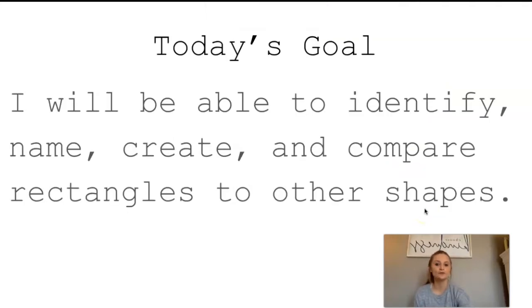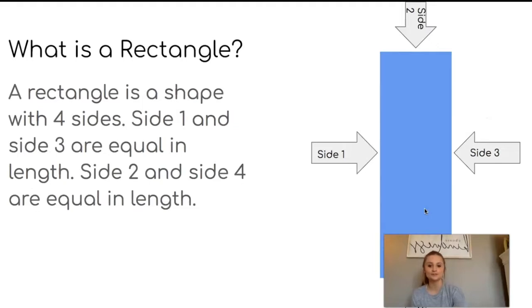Here we go. So our goal for today is to be able to identify, name, create, and compare rectangles to other shapes. So let's take a look at a rectangle. This is a rectangle, and it's a shape that has four sides like a square. A square also has four sides. But what makes this shape different than a square is that they have two long sides.